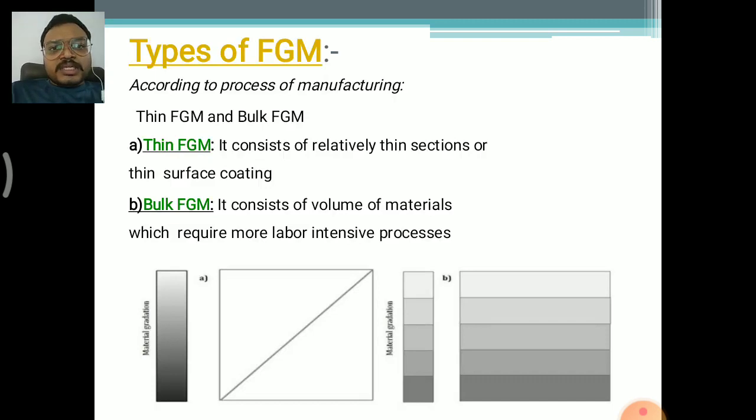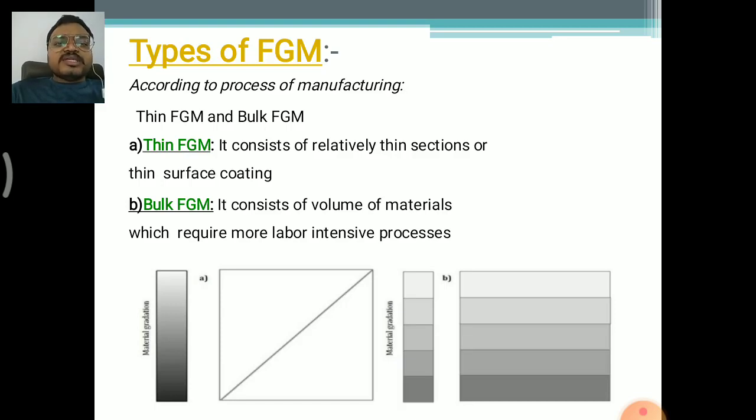Next is the types of FGM. What are the basic types of FGM? We are considering it by manufacturing type. According to the manufacturing process, it can be divided into two types. The first one is the thin FGM, and the second one is the bulk FGM or thick FGM. We consider both names, but the important name is bulk FGM, and generally outside also they are called bulk FGM.